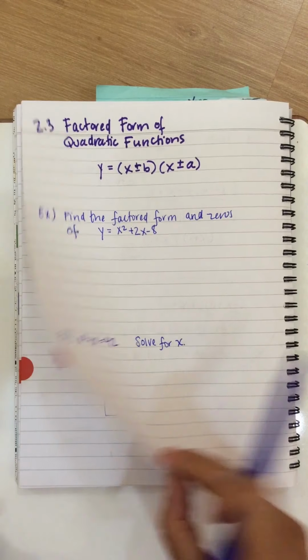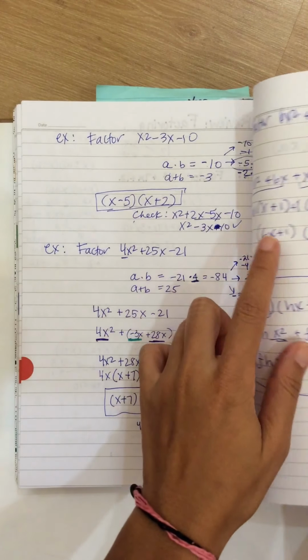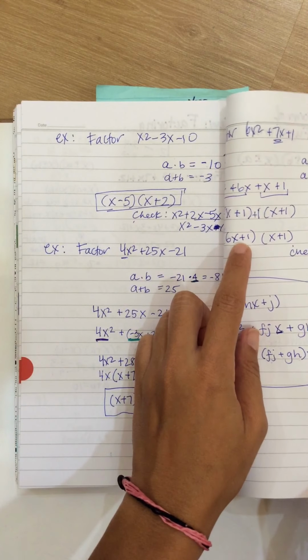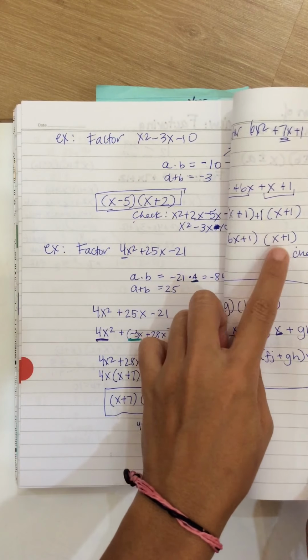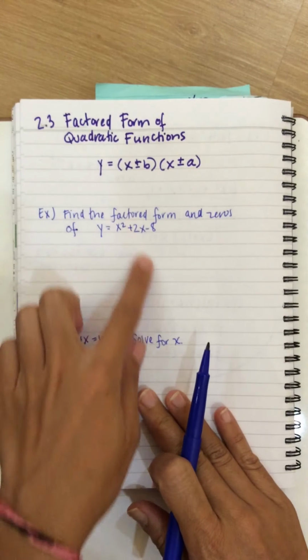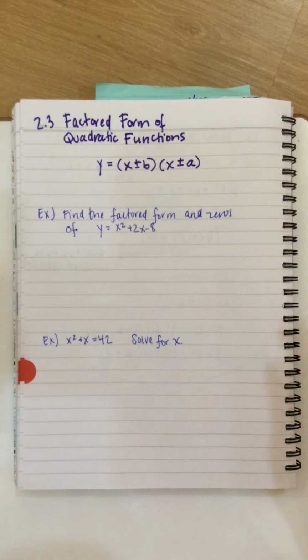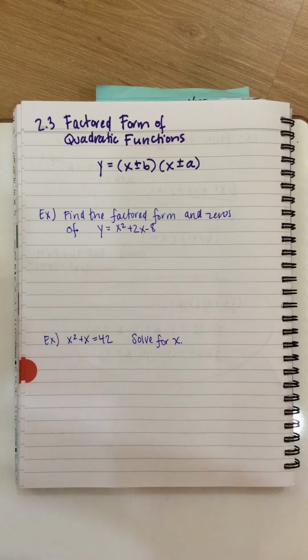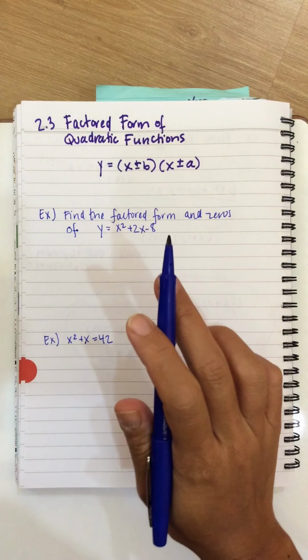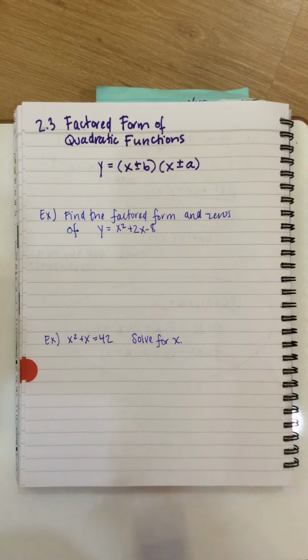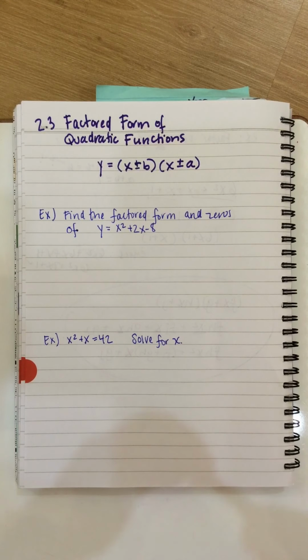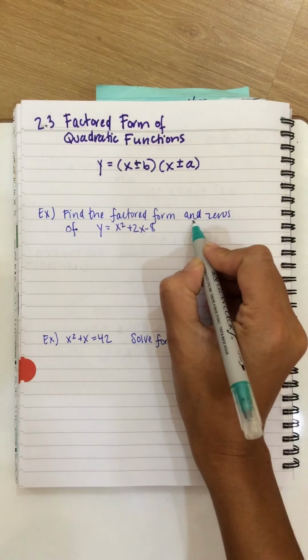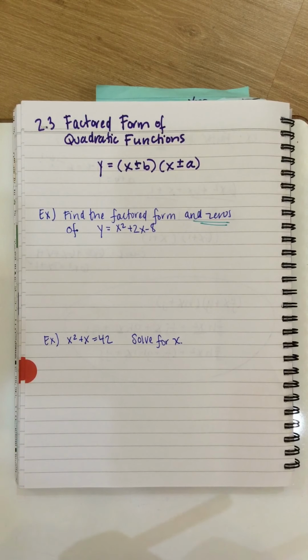And remember, the other thing we noted is that sometimes it's not always just x. It could be like (6x plus 1) times (x plus 1). That's also factored. So let's deal with this one. This first example says to find the factored form and zeros of y equals x squared plus 2x minus 8. This is the main reason we have factored form, because it helps us find all the zeros, all of the places where y equals 0, essentially.